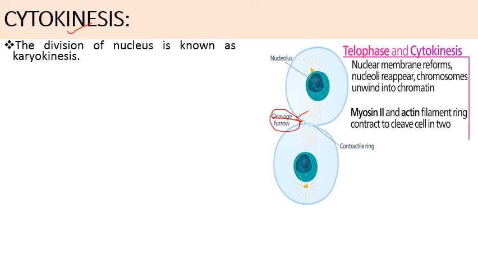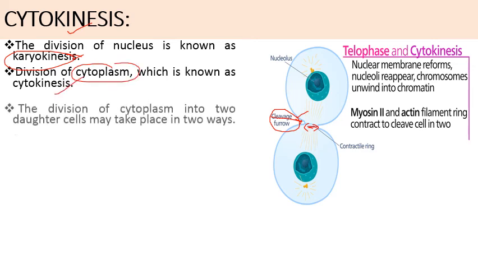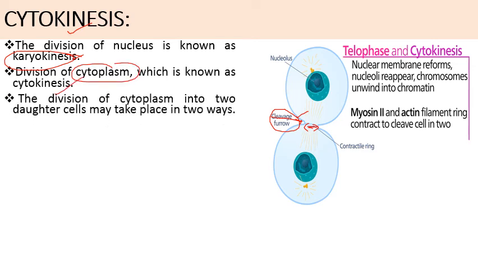While in case of plants, जो cell division होता है, means cytoplasm का division होता है, that starts from the center, जिसे बोलते हैं cell plate formation method. So the division of nucleus is also known as karyokinesis. Nucleus के division को karyokinesis बोलते हैं. It is followed by division of cytoplasm which is known as cytokinesis. And the division of cytoplasm into two daughter cells may take place in two ways. दो तरह से होता है.